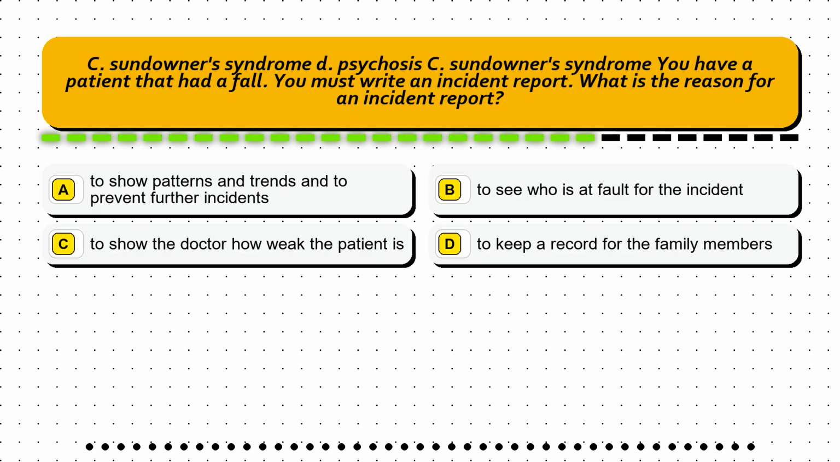Question 23. You have a patient that had a fall. You must write an incident report. What is the reason for an incident report? Option A, to show patterns and trends and to prevent further incidents. Option B, to see who is at fault for the incident. Option C, to show the doctor how weak the patient is. Option D, to keep a record for the family members.